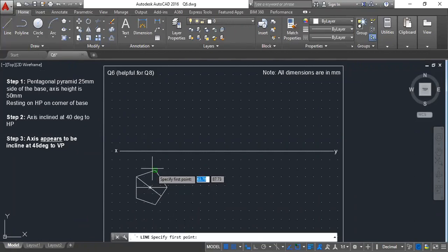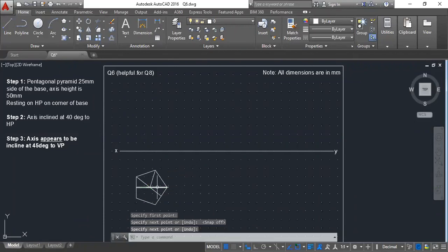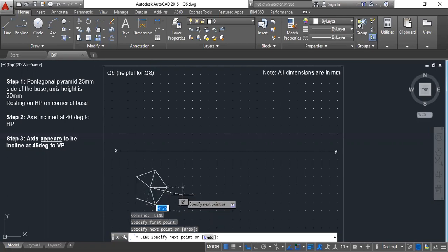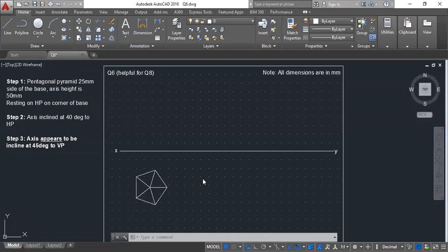Now we have to draw slant edges. Slant edges will be from each and every corner to the center. So now I can delete these two, because now I can find where my center is. Slant edges have to be from each and every corner to the center. To find the center, I draw the perpendicular bisectors. But once I get the perpendicular bisectors and center, I'll join everything with the center. So this is how the top view can be drawn.